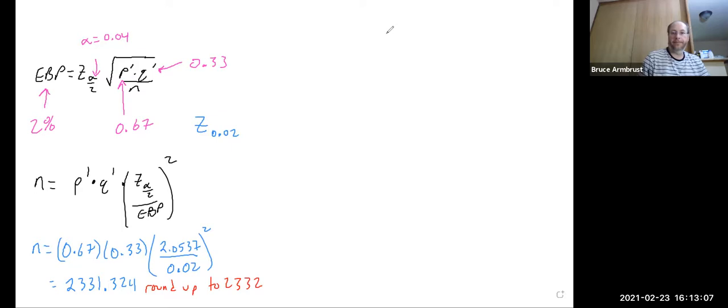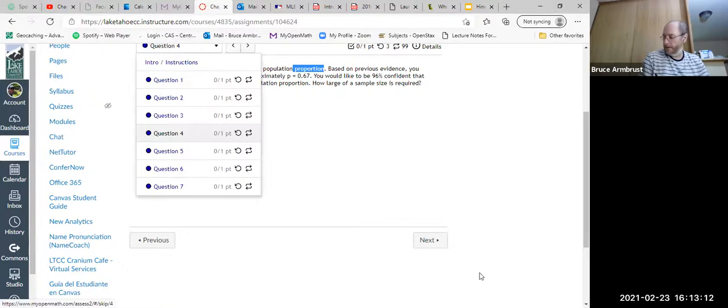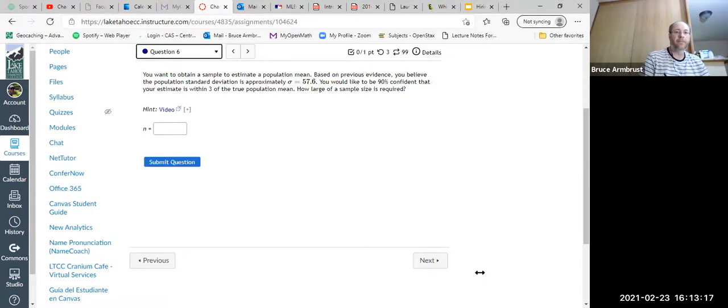All right. So let's go ahead and switch back to this one. So that was question number 4. And then the other ones were 6 and 7. So let's see what those guys look like. Oh, good. Okay. So this one says, we want to obtain a sample to estimate a population mean. Based on previous evidence, you believe the population standard deviation is approximately 57.6. You would like to be 90% confident that your estimate is within 3 of the true population mean. How large of a sample size is required?